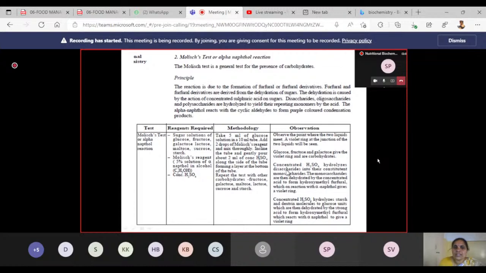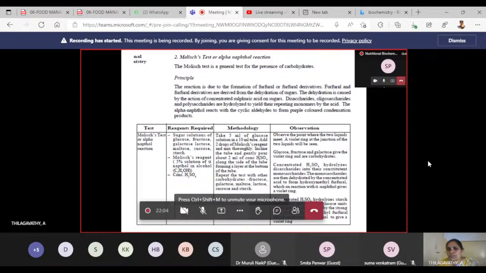In the Molisch test, you take the sugar solution, any sugar. You can dissolve glucose, fructose, lactose, maltose, starch, whatever, in water. You take the carbohydrate solution, and to that you will add Molisch reagent. I'll show you the video also, but before the video you have to understand the concepts, so I'll explain now and then show you the video, and you'll understand better.